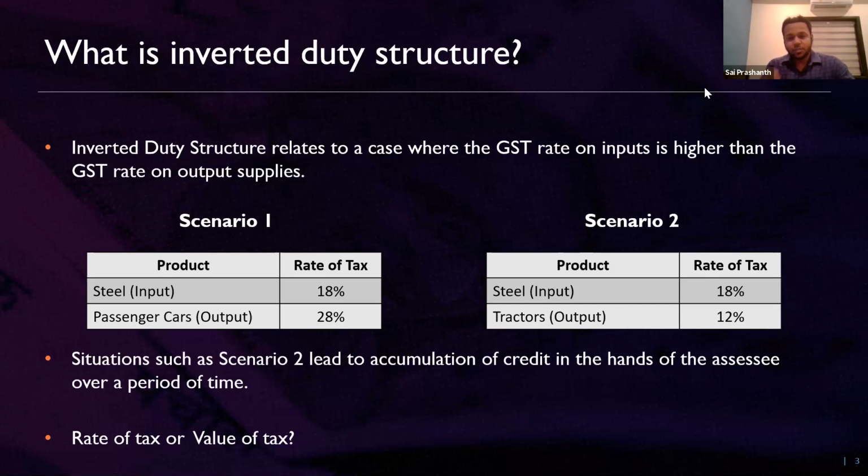Another small thing worth noting is that inverted duty structure means a difference in the rate of tax and not the value of tax. What does this mean? For example, I explained this difference of 18% and 12%, which leads to inverted duty structure. But if we substitute the percentage with values and say the steel input is 100 rupees, but my output is at 80, will that also amount to inverted duty structure? The answer is no, because both the generic understanding as well as the principles in our law under GST talk about rate of tax and not value of tax.